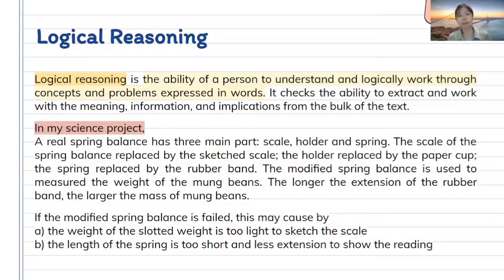If the modified spring balance fails, this may be caused by the weight used to sketch the scale being too light, or the length of the spring being too short, giving less extension to show the reading.